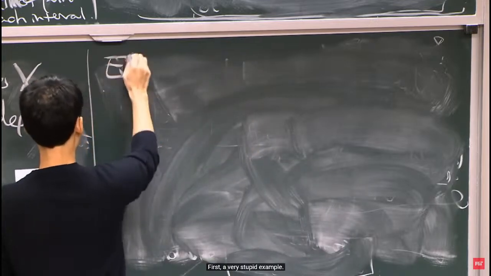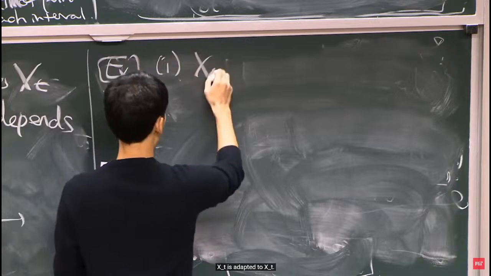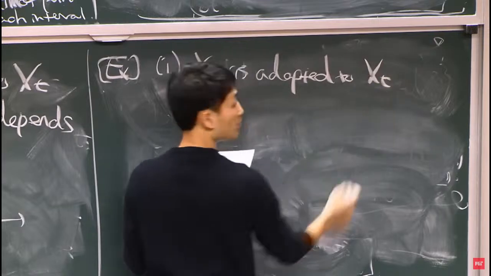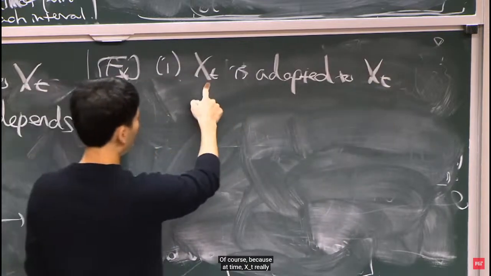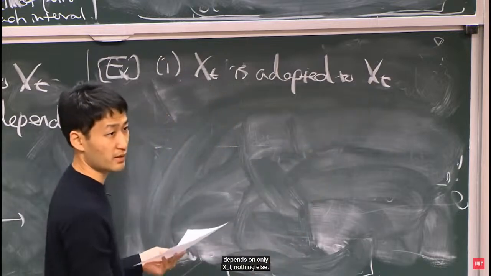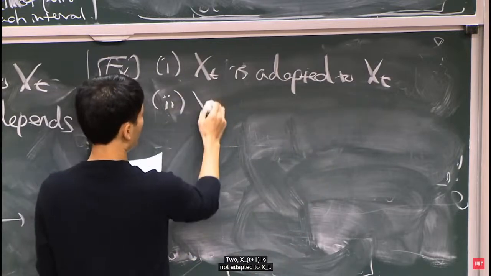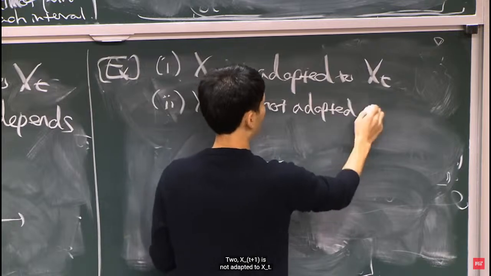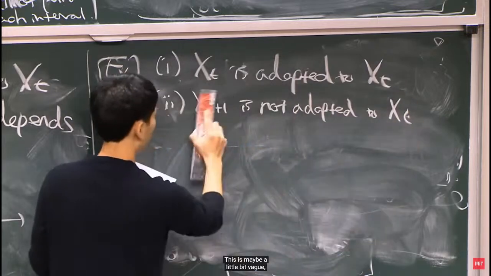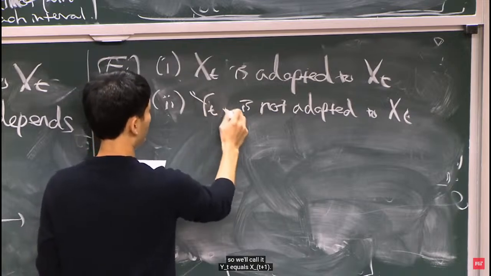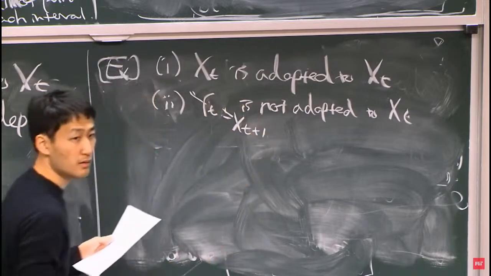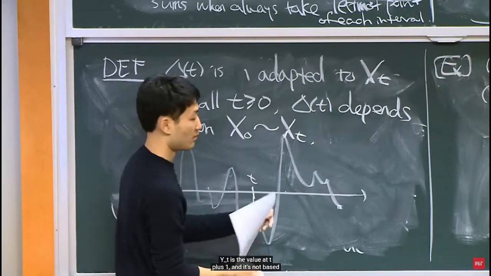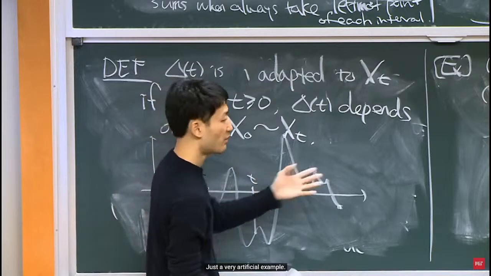So first, a very stupid example. xt is adapted to xt. Of course, because at time t, xt really depends only on xt. Nothing else. Second, x of t plus 1 is not adapted to xt. Now, this is maybe a little bit vague, so we'll call yt equals x of t plus 1. Yt is the value at t plus 1, and it's not based on the values up to time t. That's a very artificial example.